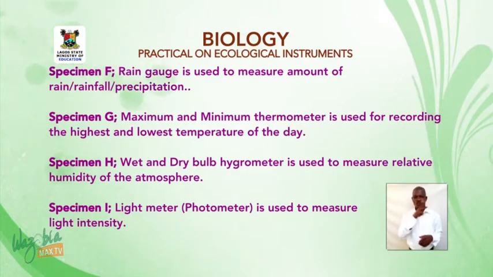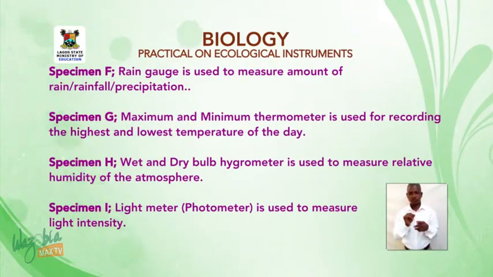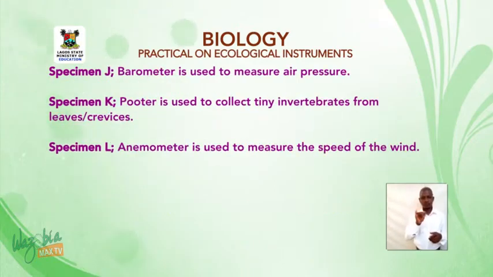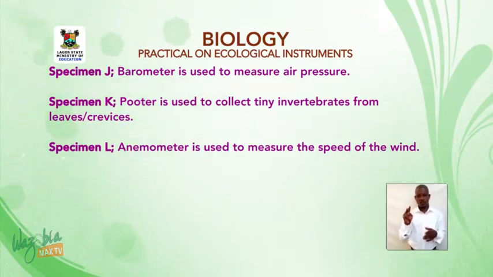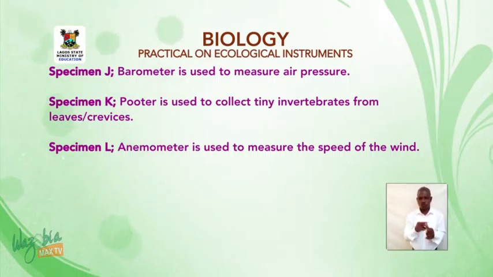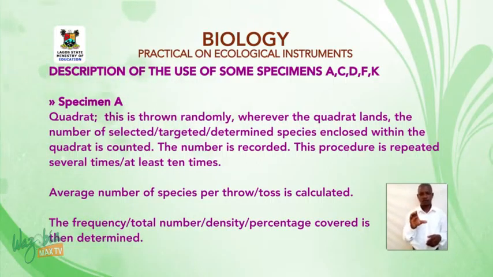Specimen H, wet and dry bulb hygrometer, is used to measure relative humidity of the atmosphere. Specimen I, light meter, photometer, is used to measure light intensity. Specimen J, barometer, is used to measure air pressure. Specimen K, putter, is used to collect tiny invertebrates from leaves or crevices. Specimen L, anemometer, is used to measure the speed of wind. Description of the use of some specimens: A, C, D, F, K.